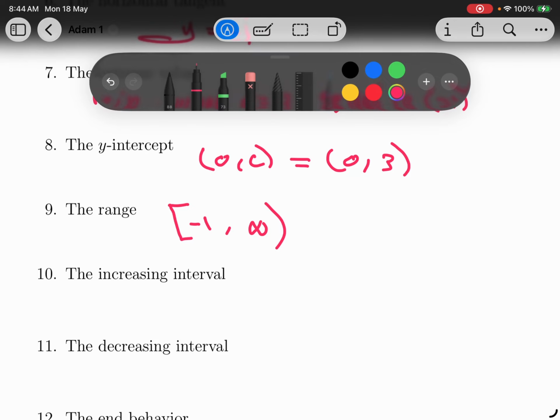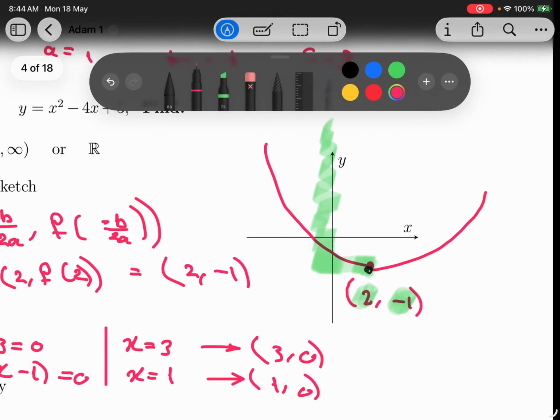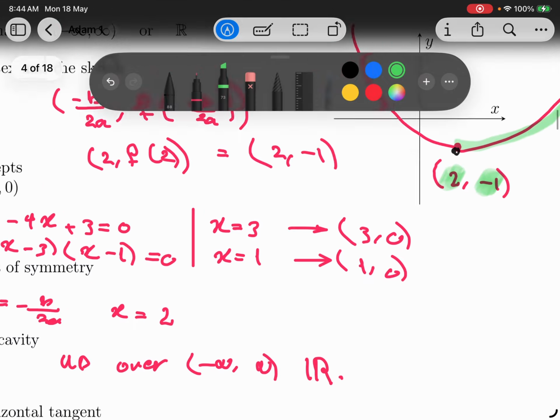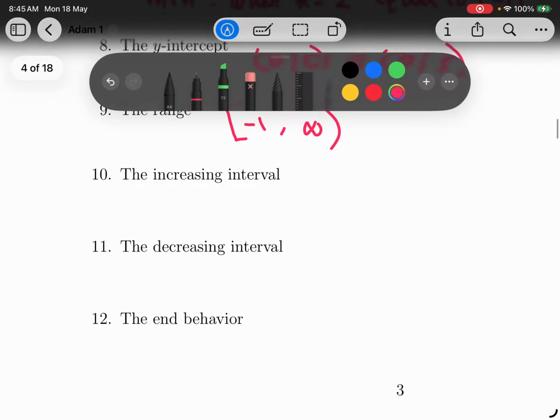And here the increasing interval. So this function here, look at this. This function obviously increases here. This portion of the graph is increasing, and it's from 2 to infinity. So it means that from 2 to infinity, this function is getting bigger and bigger. So the interval of increasing here is this one.